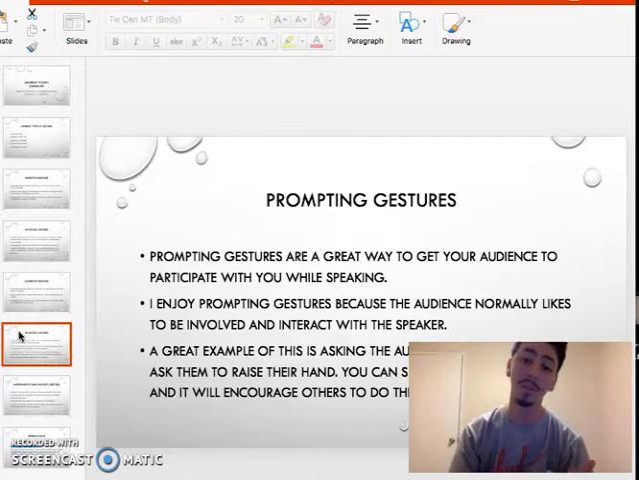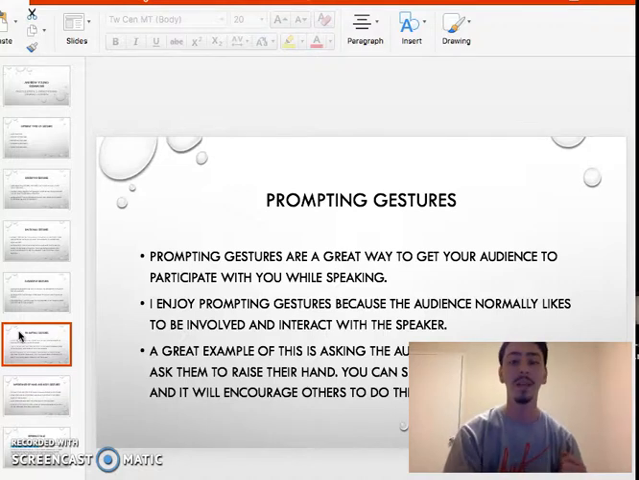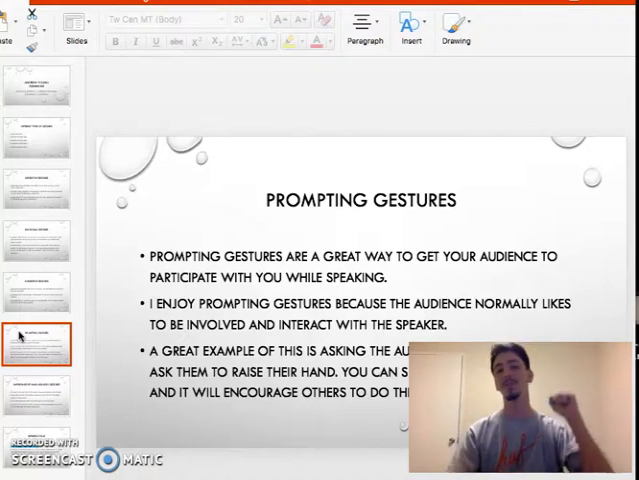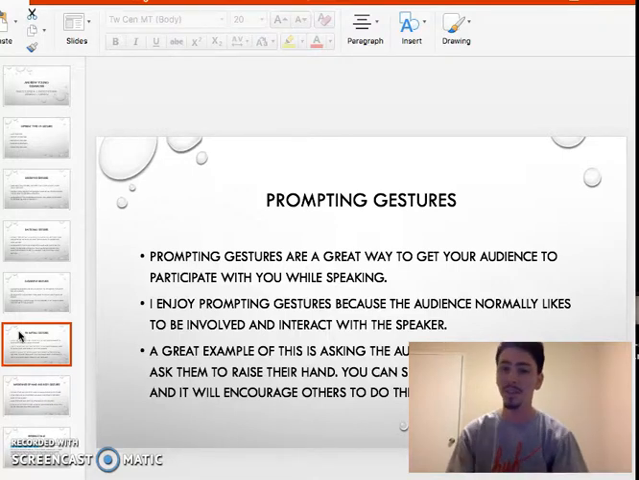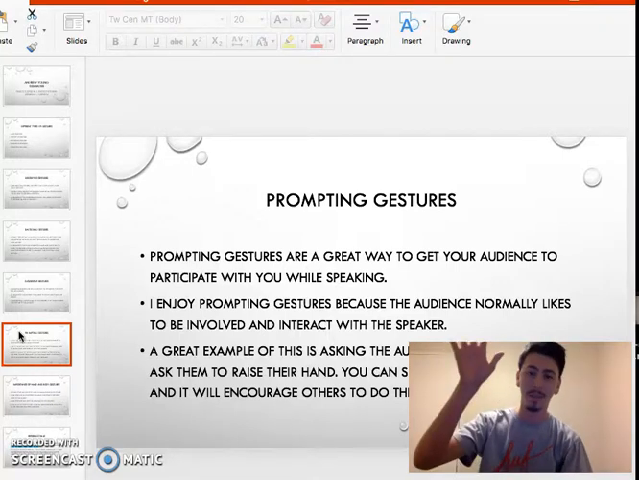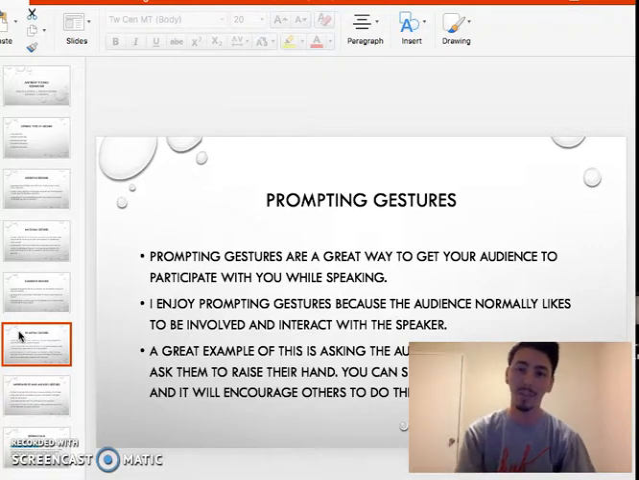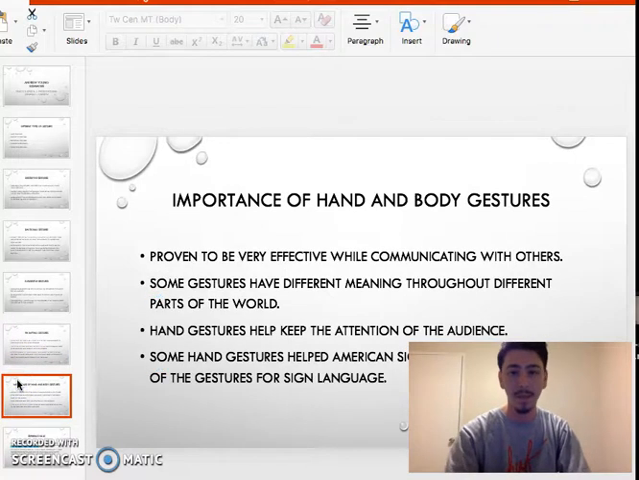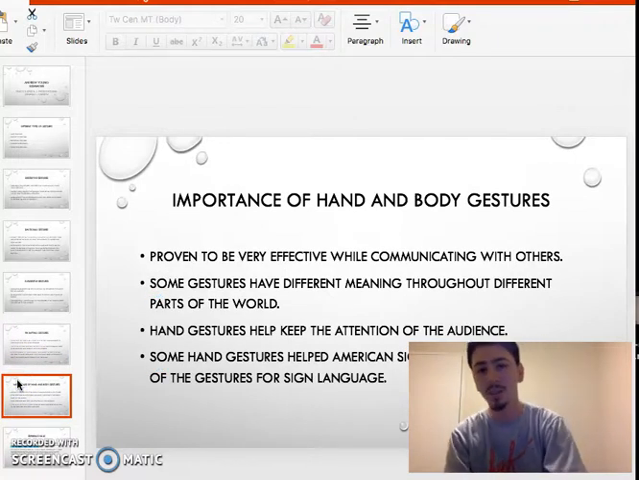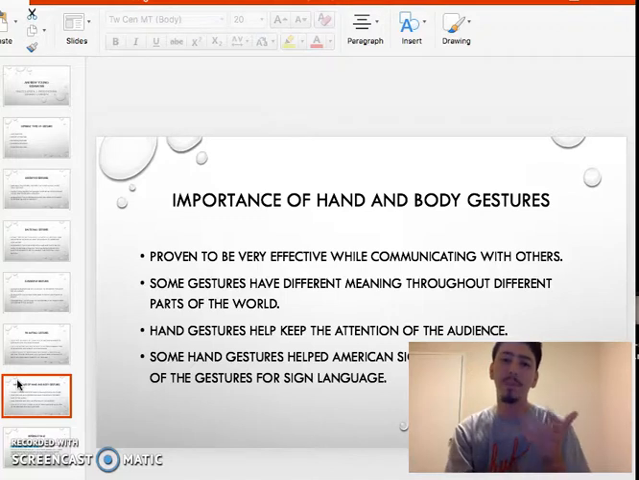A good example of this is asking a question and raising your hand. Who's with me? How many people are with me? Then you'll get more of the audience to back you up, and they'll raise their hand too, and they'll feel comfortable. So I think prompting gestures are a very good gesture, and by far my favorite. And the importance of hand and body gestures is that they're proven to be very effective while communicating with others.